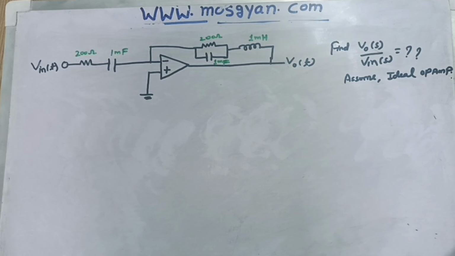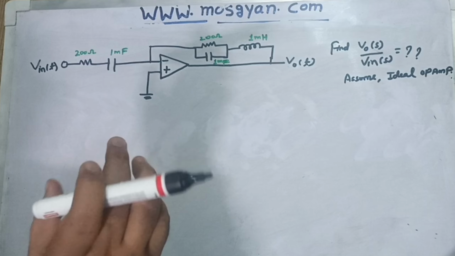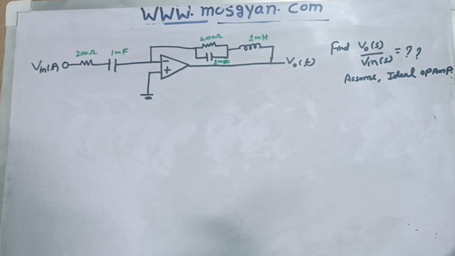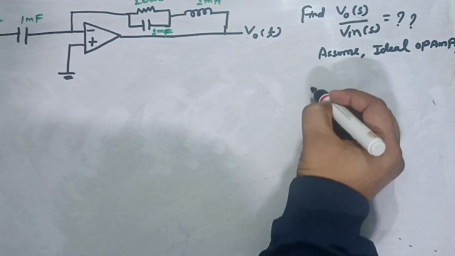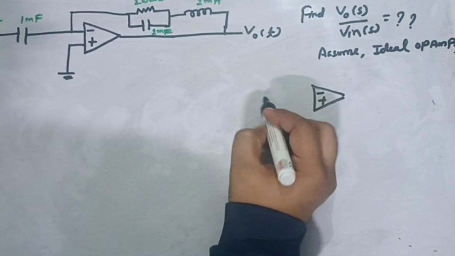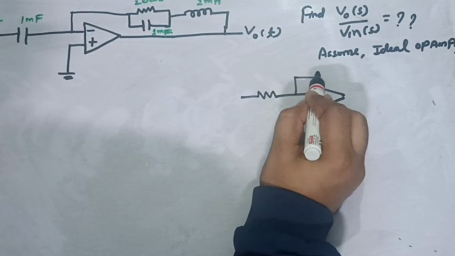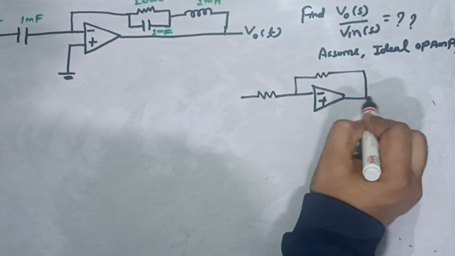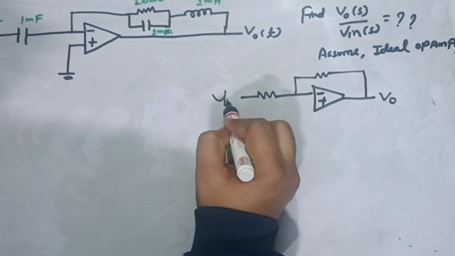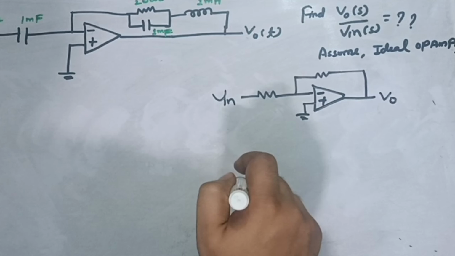So in today's video, we have been given one question which is based on an ideal op-amp. You can see one circuit is drawn here. If you know the basic standard architecture of op-amp, you must be knowing that if an op-amp is given like this, and at the negative terminal this kind of structure is applied, this is known as the inverting configuration of op-amp.